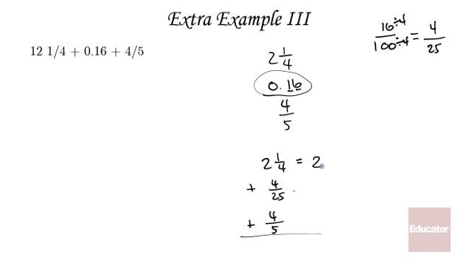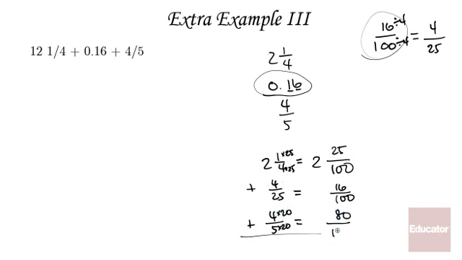So let's make this 2. 4 becomes 100 times 25, times 25. So we have 25 over 100. And this one, in fact, we could keep it as the original, 16 over 100. And this would equal, times 20, 80 over 100.